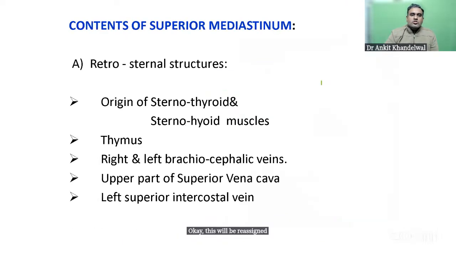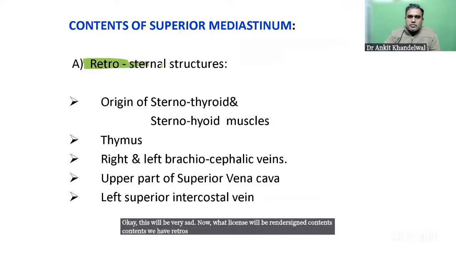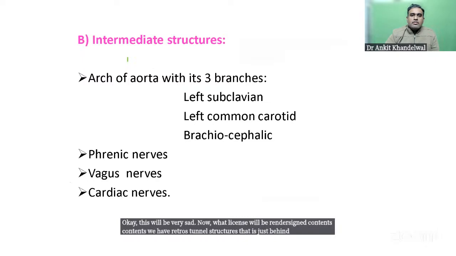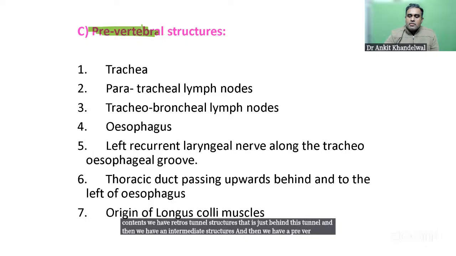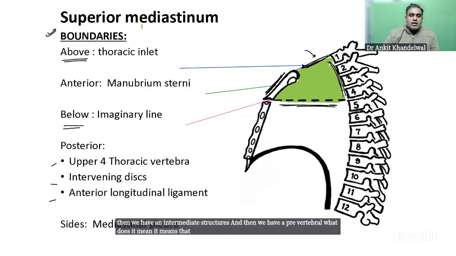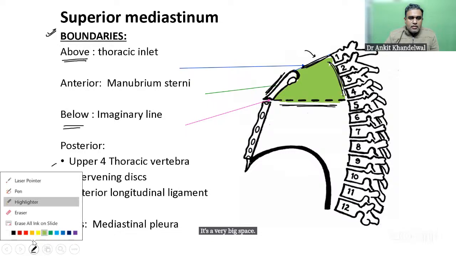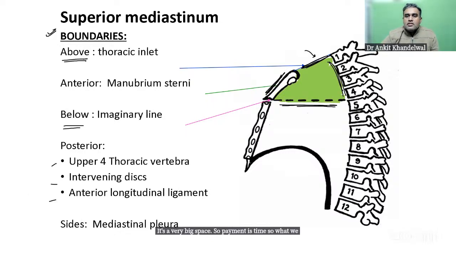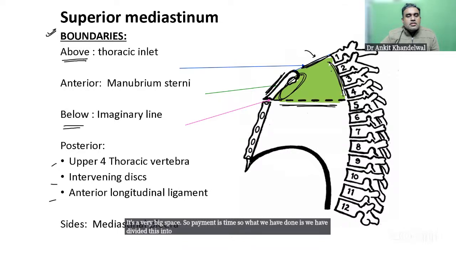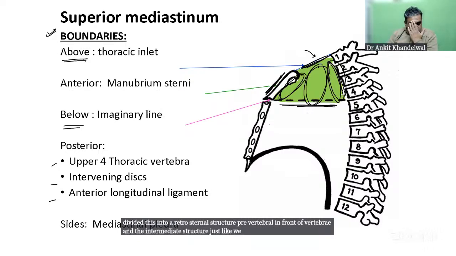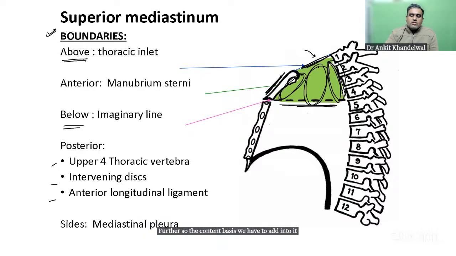Now, what lies in the superior mediastinum? Contents. In contents, we have retrosternal structures, that is just behind the sternum. And then we have intermediate structures. And then we have prevertebral. What does it mean? It means that it's a very big space, the superior mediastinum. So what we have done is we have divided this into retrosternal structures, prevertebral, in front of vertebrae, and the intermediate structures. Just like we had divided the inferior into anterior, middle, posterior, for the content basis, we have divided it as well.